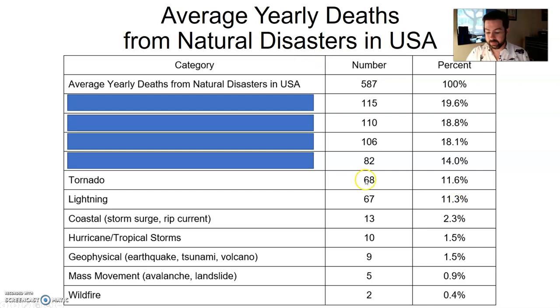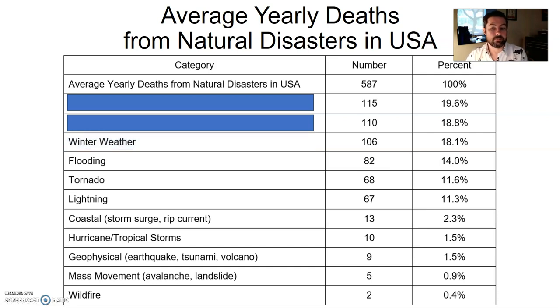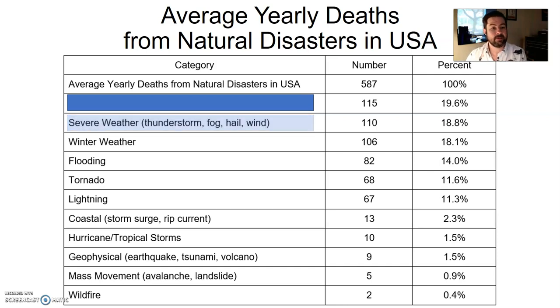Tornadoes, not much more. Flooding. Flooding kills a lot of people in the U.S. It happens a lot in Arizona as well. Winter weather. Excuse me. So the cold. Cold can be considered a natural disaster. A lot of times that affects low-income folks in the U.S., poor people who can't pay their electric bill, homeless people who are exposed to the elements.